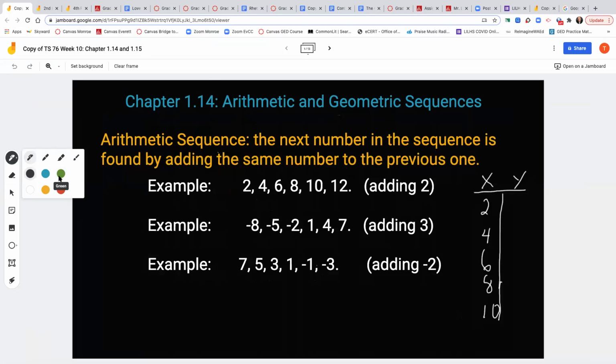A sequence. Okay. A, B, C, D, E, F, G. That's a sequence of letters. 1, 2, 3, 4, 5, 6, 7, 8, 9. That's a sequence of numbers. So when they talk about a sequence, they're talking about a row or a list of numbers that are in some kind of a sequence. So that's what a sequence is, just by definition. Okay, it's a row of numbers.